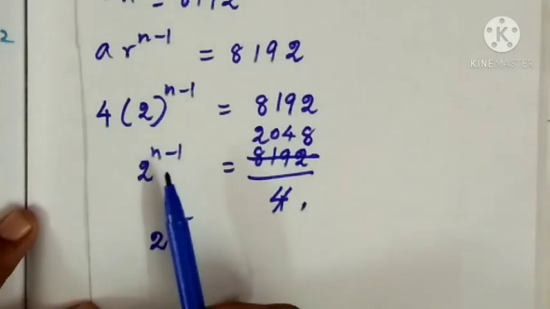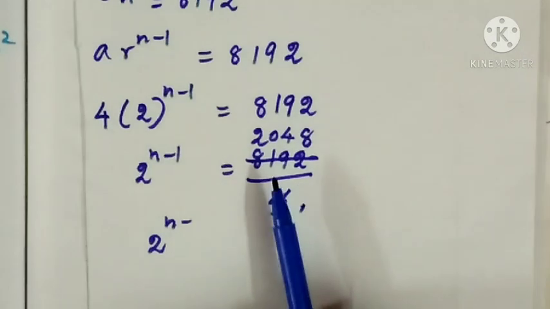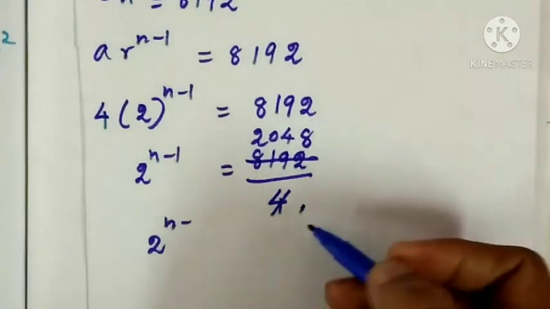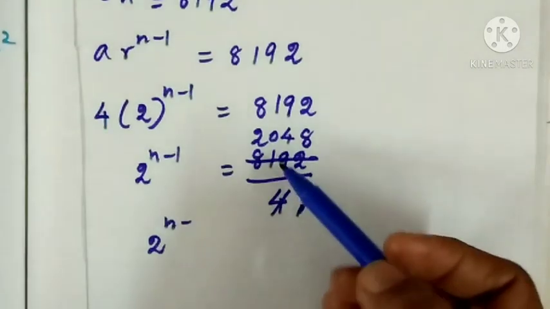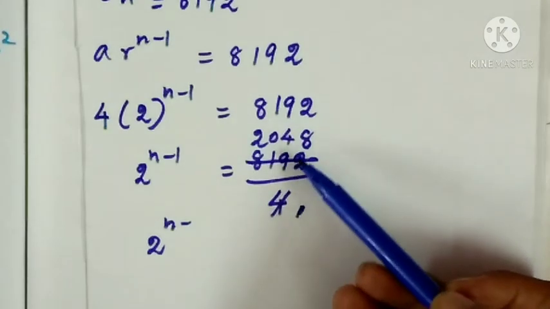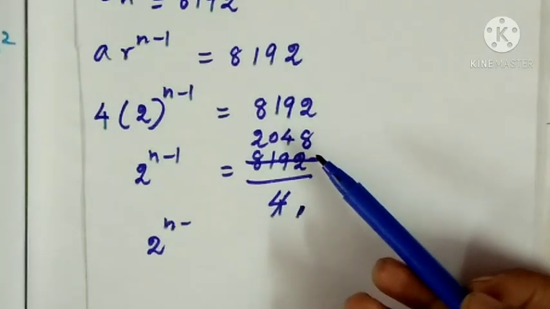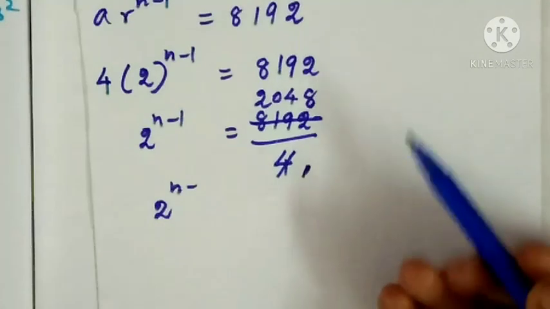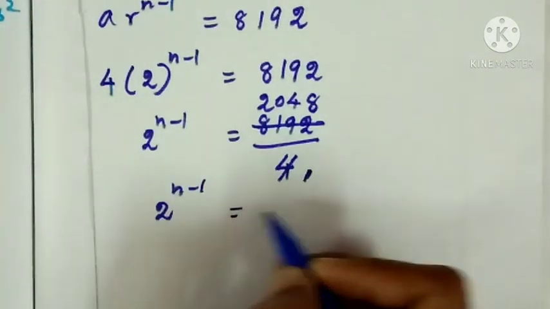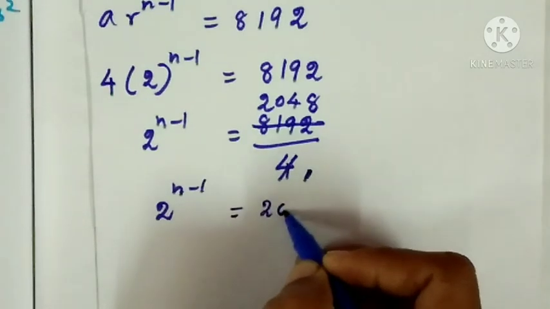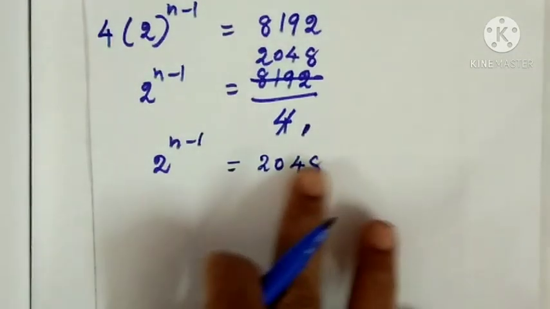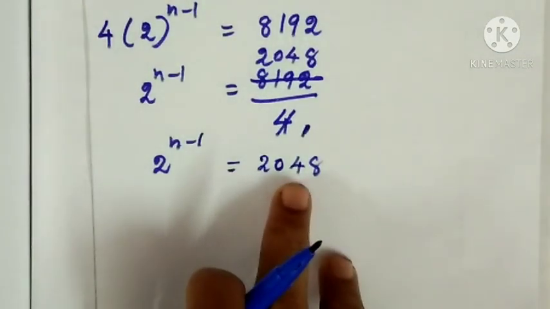That is 2 power n minus 1 is equal to 8192 by 4. Cancelling this by the 4 table: 1 4 is 4, 2 4s are 8, 0, 4 4s are 16, remaining 3, 8 4s are 32. Therefore, 2 power n minus 1 is equal to 2048. You have to change this number into a power of 2.